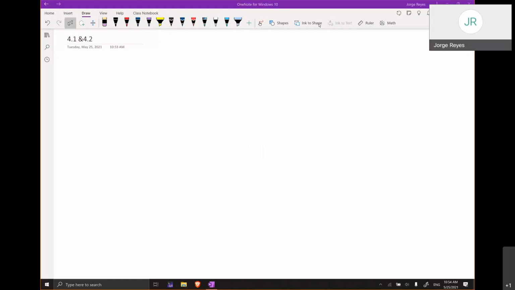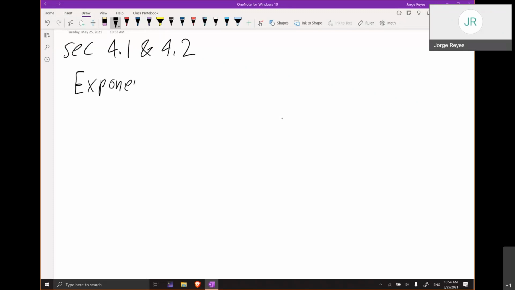Hello, class. Okay, so now we are starting chapter 4, and this chapter is really all about two new kinds of functions I'm going to introduce. But if you notice something weird, I have decided to combine sections 4.1 and 4.2, because I kind of just hate how your book does it. So both of these sections are about what we call the exponential function.